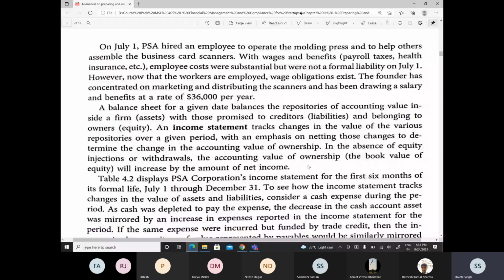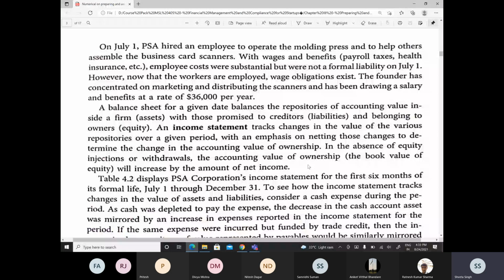A balance sheet for a given date balances the repositories of accounting value inside a firm, that is assets, with those promised to outsiders like liabilities and belonging to the owners, which is your equity. An income statement, on the other hand, tracks changes in the value of the various repositories over a given period. It is made for a period, with an emphasis on netting those changes to determine the change in the accounting value of ownership. Basically, we want to see how much is the money that we have made for the owners.